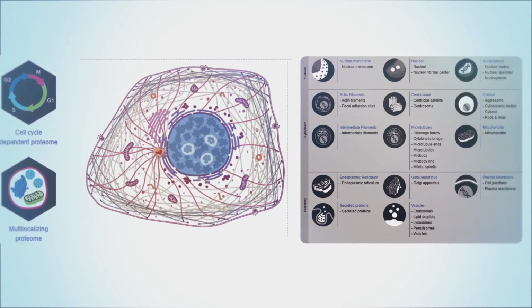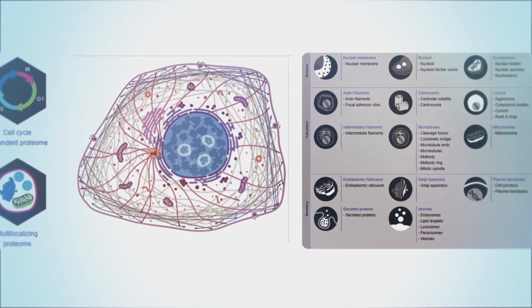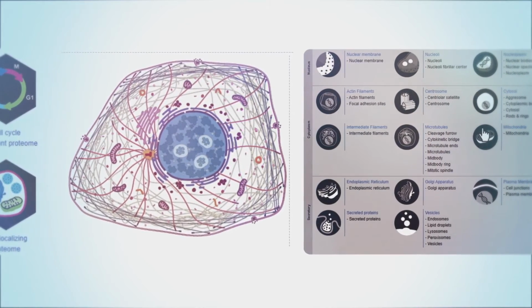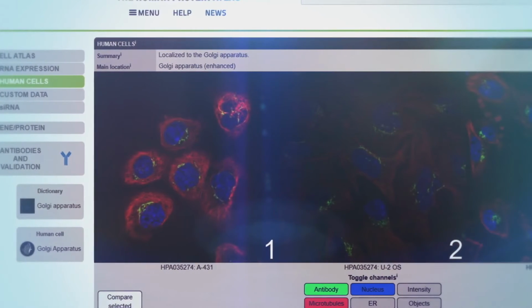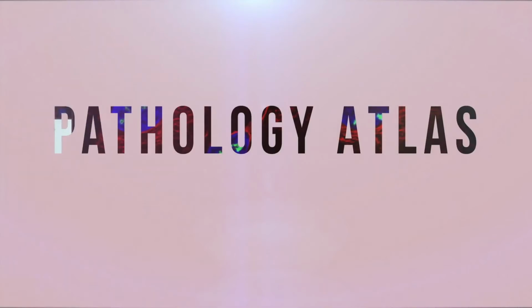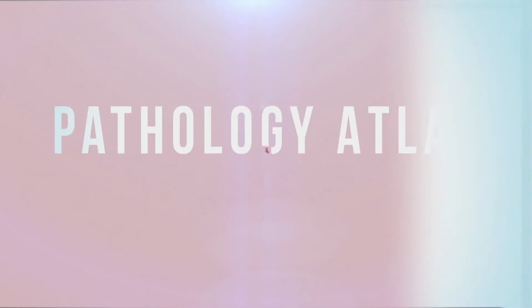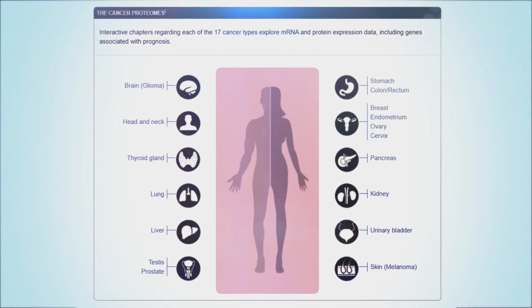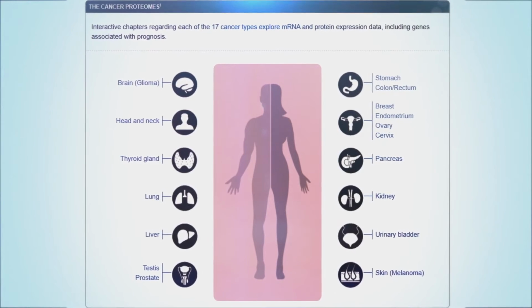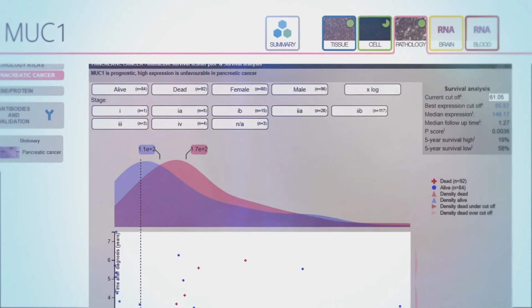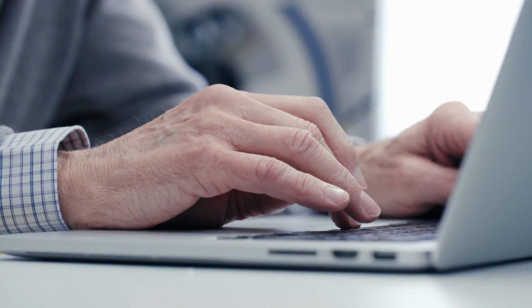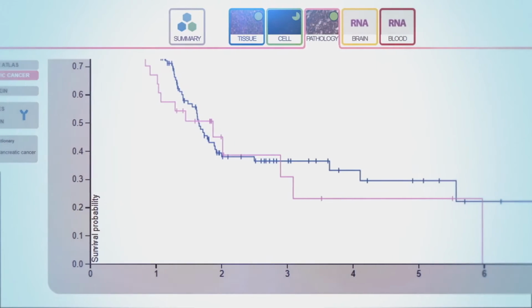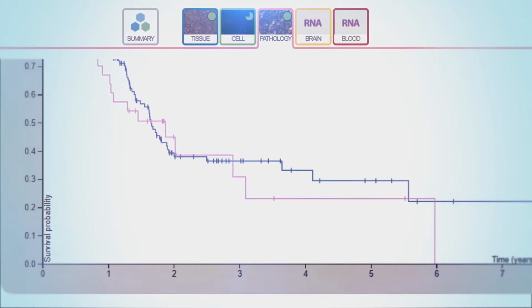Multiple cellular compartments within the cell are analyzed for the presence of a particular protein, including mitochondria, endoplasmic reticulum, Golgi apparatus, and nucleoli. The Pathology Atlas shows the effect of protein levels for the survival of patients with different cancers. The results are presented as survival plots, and scientists can explore the relationship between the levels of a particular protein in a tumor with the expected survival of the corresponding patient.